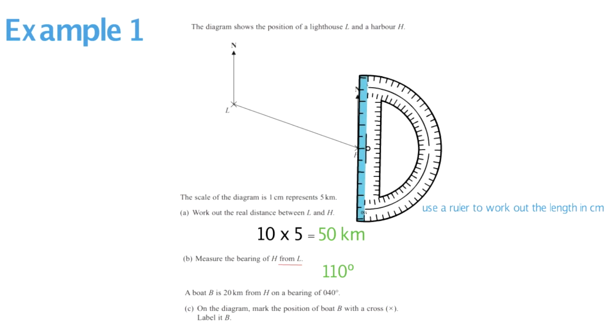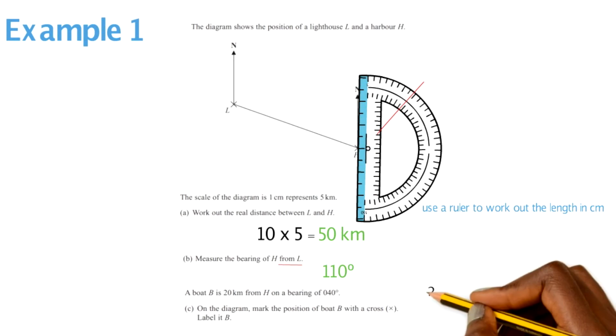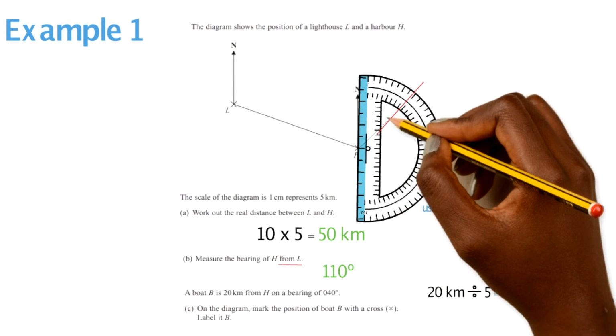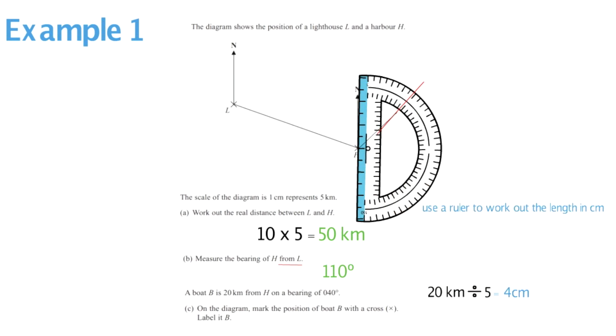The next question basically wants you to position point B on this diagram. First of all, we're going to use the bearing of 40 degrees. So again, I'm going to mark my 40 degrees on my protractor. So I know that B is going to be somewhere there. Then to work out the actual distance, it says 20 kilometres. So we need to convert that into centimetres. So divide it by 5 because that's the conversion they've given us, which is 4 centimetres. Draw a line from H 4 centimetres up, remember on that angle. So B would be positioned there.